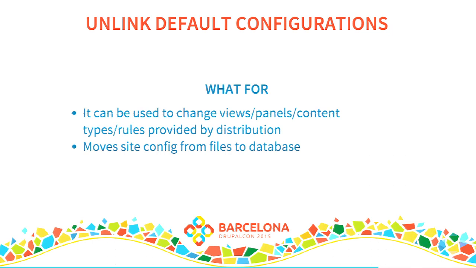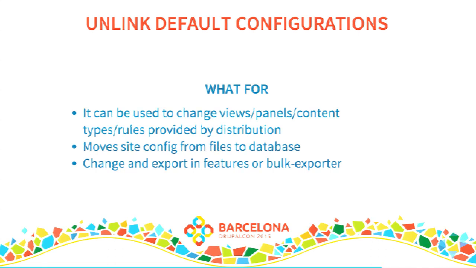Yeah, okay, it wasn't fun. So this module actually works with any kind of configuration that comes in the default hook. It doesn't even have to be a feature. So you can then change your configuration, your view, your rule, whatever, and export it again with features. The problem is when you have a default hook that brings a view, you can customize the view in your development environment, and then you go to features, and features says, yeah, hey, there's a view, and you can export it, and you click export, and it doesn't do it.